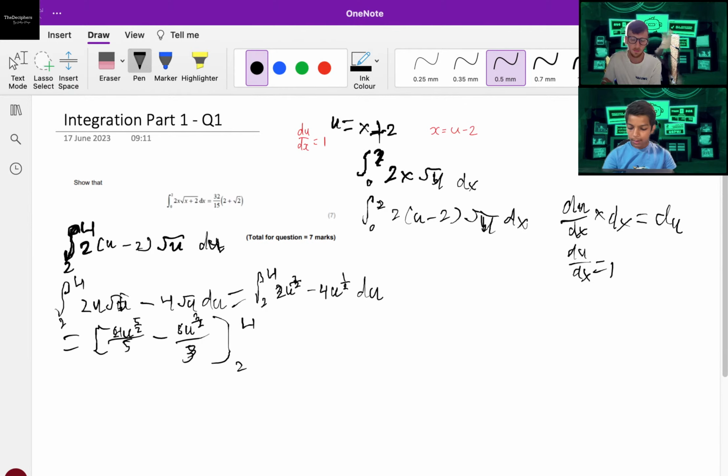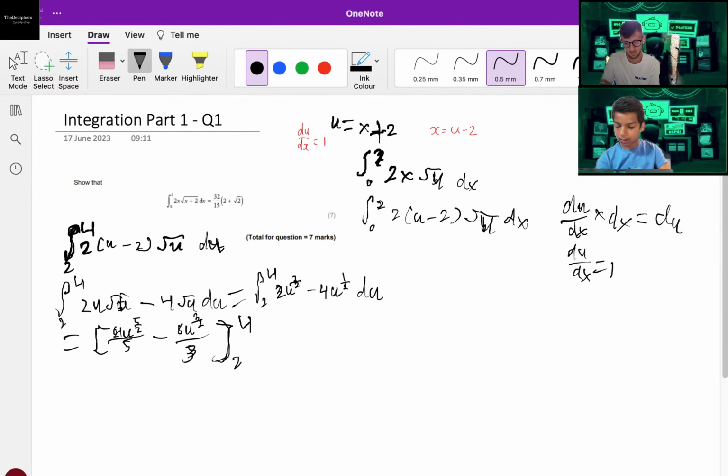Do we need a plus c if we're integrating? Actually no, because the plus c's cancel each other out when it's between 2 and 4. Exactly. We only apply that to indefinite integrals.